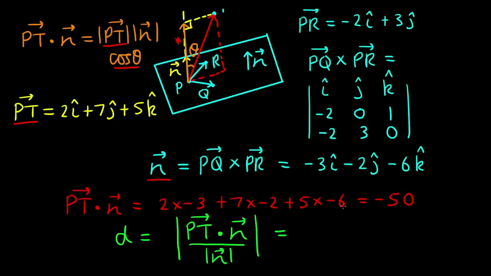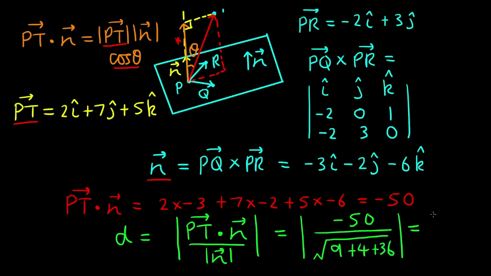So what we get is the absolute value of minus 50 over the magnitude of n, which is minus 3 squared plus negative 2 squared plus negative 6 squared, which is 50 on 7.